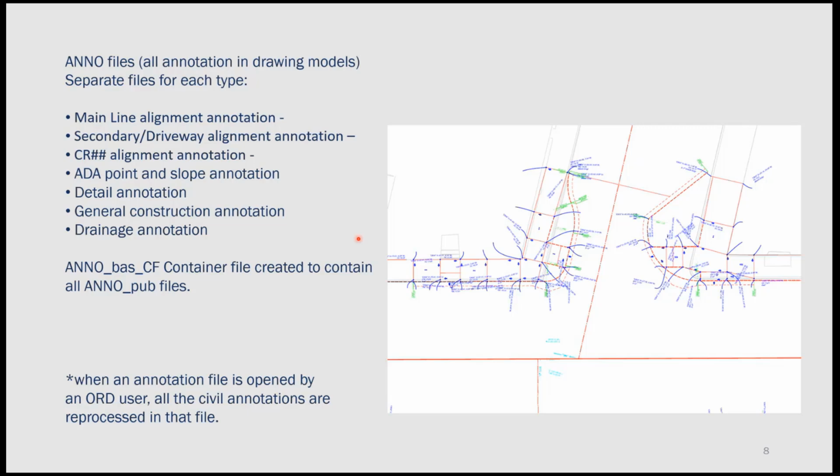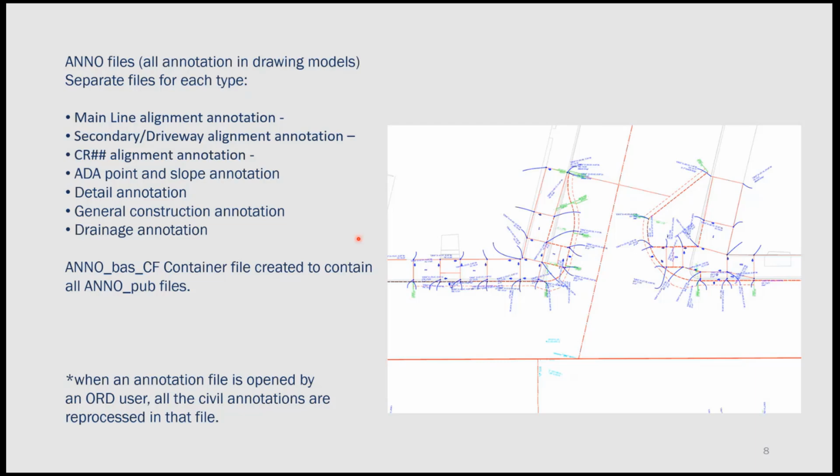And the reason for this is when you open an annotation file with ORD, the program reprocesses the data. It re-verifies that the data it's displaying is correct, regardless of whether you've done anything to the main geometry file, so your main alignment file. It will reprocess. So if you've made edits, cleaned it up for the plans, they will revert back to the original default conditions.